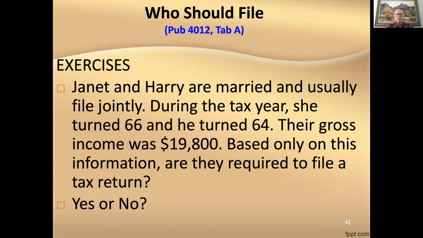Well, shoot, I hit my wrong arrow button here. So Janet and Harriet are married and filing jointly. She turned 66, he turned 64. Their income was $19,800. Based only on that information of their age and their gross income, would they be required to file a tax return? Give you a second to think about that.